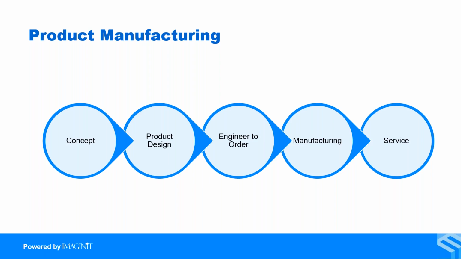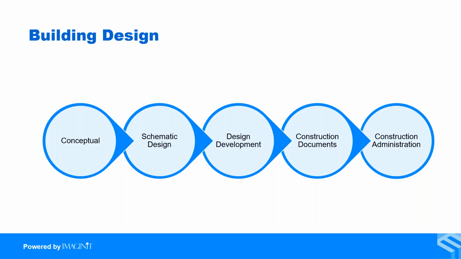And then a lot of times in this space, we are engineering to order. It's like, yep, I've got this thing, but someone needs it bigger, smaller, wider, taller, whatever it is, I need to be able to work with that. So a lot of times we'll have that engineer-to-order phase, and of course, manufacturing, and then finally service. So these phases, almost no matter what you design, are very similar. And there's an analogous version on the building design side.